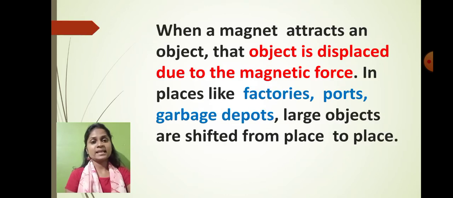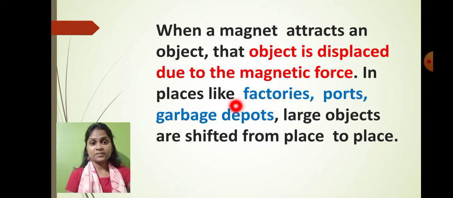So students, in the last lecture we spoke about the uses of the different types of the magnet. So you all know that the magnets come in different shapes: cylinder shape, bar magnet, cylindrical magnet, etc. So you can see that over here, when a magnet attracts an object, the object is displaced due to the magnetic force. So the magnetic force is involved.